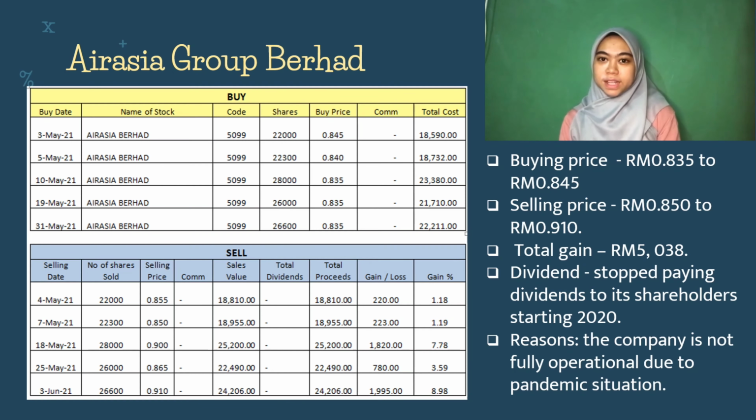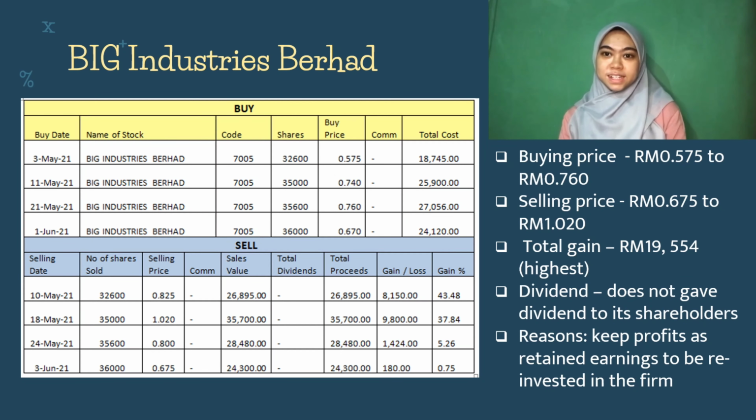So the first company is AirAsia Berhad. As shown in the table, the buying price is in the range of 0.835 to 0.845 and the range for selling price is 0.85 to 0.91. The total gain for this stock is 5,038 ringgit during the trading period. Along with the pandemic, this stock stopped paying dividends to its shareholders because the company is not fully operational.